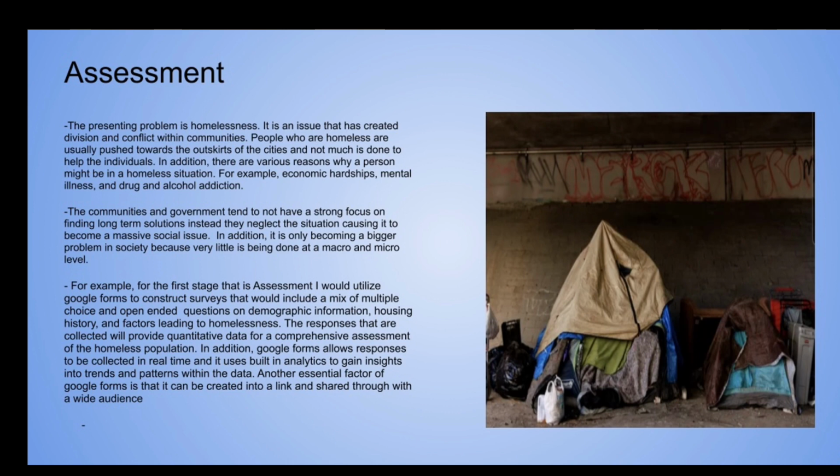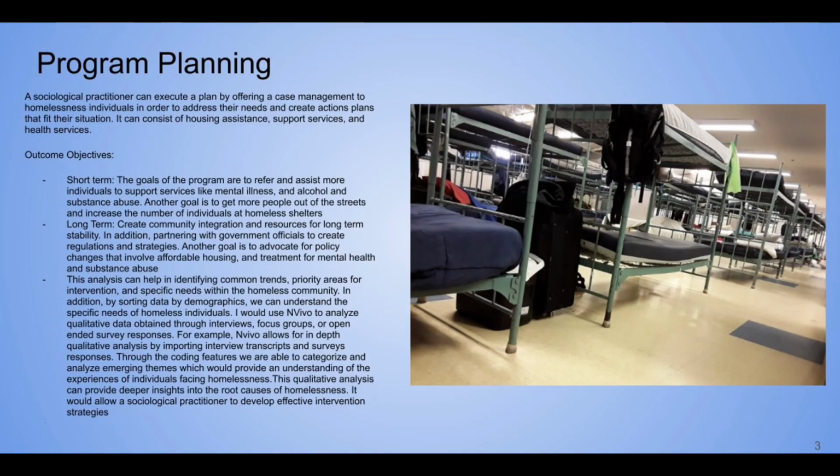The second stage is program planning, and I will utilize Google Sheets to organize and analyze homelessness data with pivot tables and charts. This analysis can help in identifying common trends, priority areas for intervention, and specific needs within the homeless community. In addition, by sorting data by demographics, we can understand the specific needs of homeless individuals.